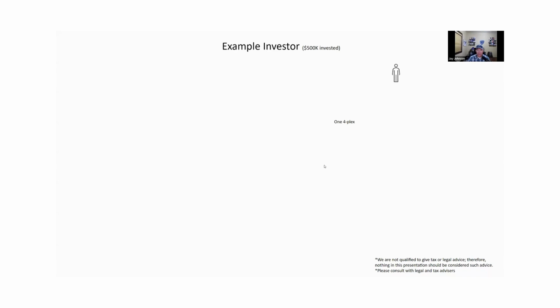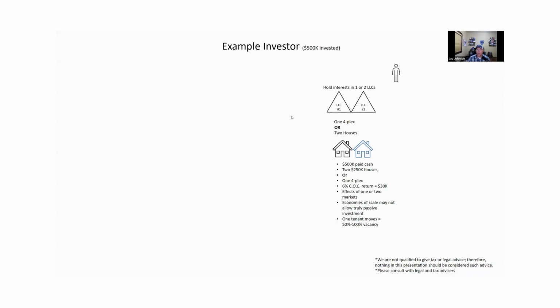So let's say we've got an example investor, and that investor wants to buy either one fourplex or two houses. And let's say they're deploying $500,000. In that case, they have a choice. If it's one fourplex, it goes in one LLC, maybe two houses, they either put it in one or two LLCs. And this would be for asset protection purposes, so that if something happens in one structure, say this house is owned by this LLC, a tenant falls down the stairs and sues, it shouldn't bleed into this structure. So there's some compartmentalized protection there.